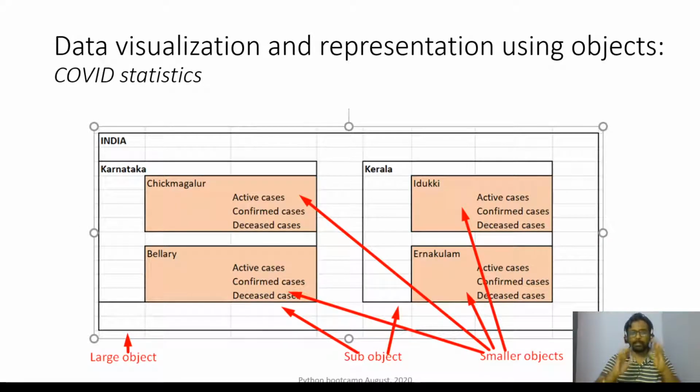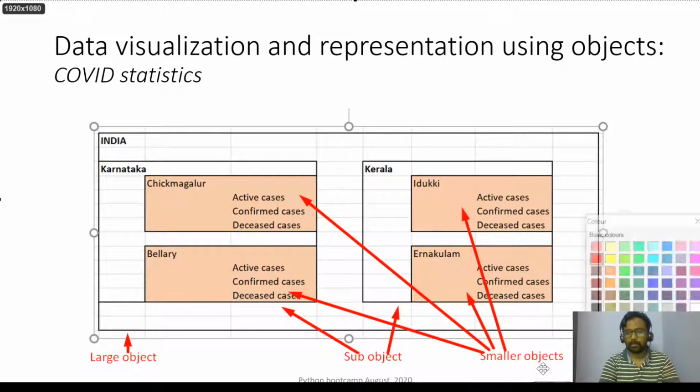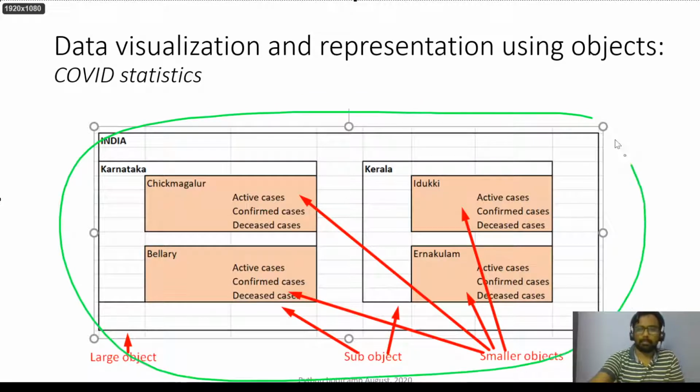So in your Excel sheet, in today's world, COVID is ongoing and things like that. So if you have data containing an entire country's COVID data, we have a big object. I'll just get into drawing mode, change the color so that it's not confusing. Okay, so we have entire India. So this is a big object.